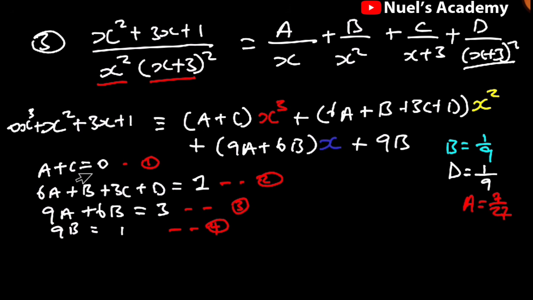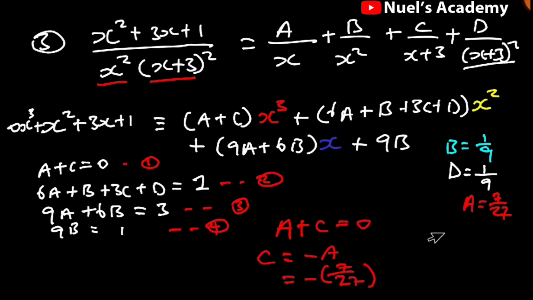Now to find the value of c, let's use equation 1, which says that a plus c is equal to 0. Now c is equal to minus a, and our a is equal to 7 over 27. So this means that c is equal to minus 7 over 27.